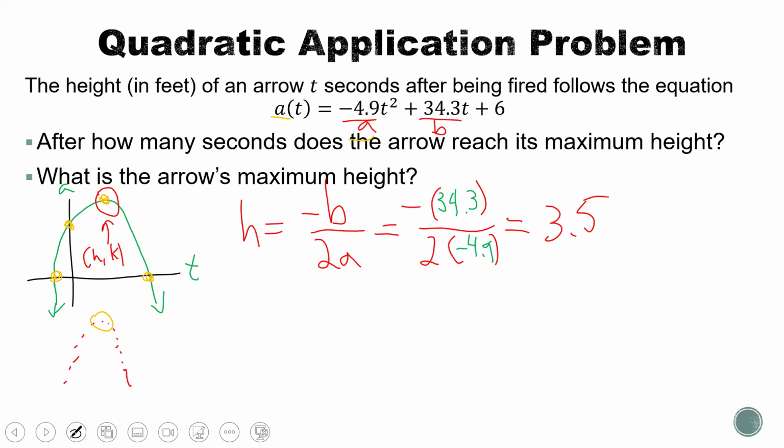So that's h, and now we need to find the value for k. Remember that k is the output value for the input h. Since we've already found our input value, 3.5, the way we find the related output value is to plug that input value into the function. Using our formula from above, we're going to do A of 3.5, which means that everywhere we see t in our equation, we replace it with 3.5.